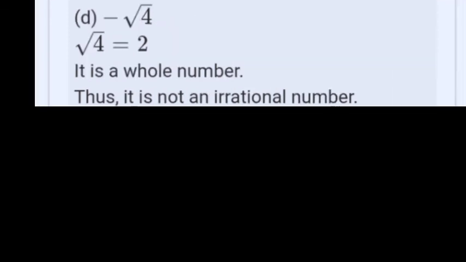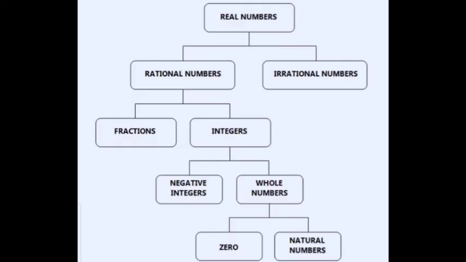Then letter D, that is negative square root of 4, which is negative 2. Since it is a whole number, and a whole number belongs to integers, and integers belong to rational numbers, therefore, it is not an irrational number. And that's all for the real numbers.